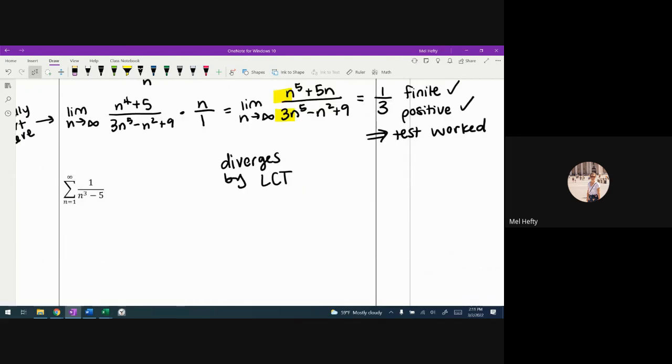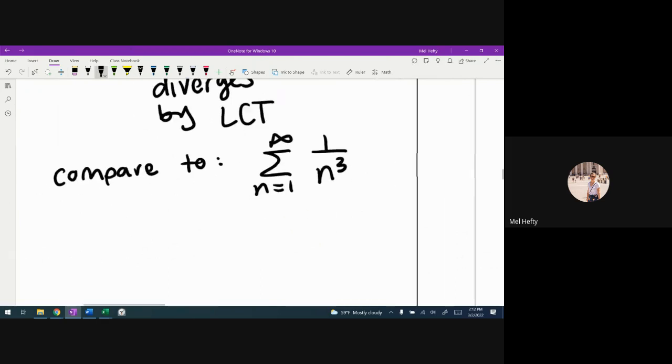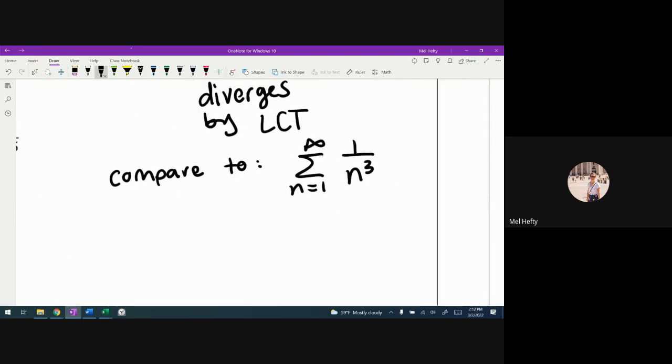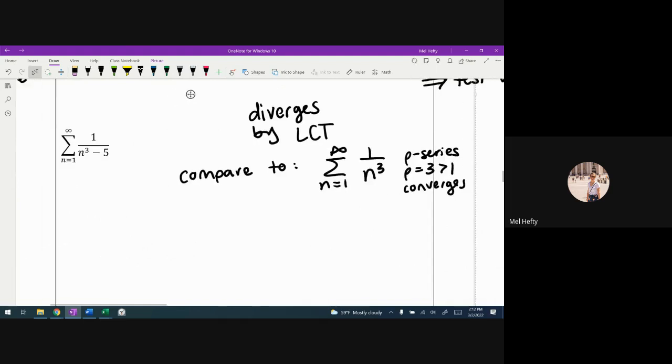This is a good example of one that would not work for direct comparison tests. So let's say, what would we compare this to? 1 over n cubed? That's been our favorite one to compare to all day. P series. P is 3, which is greater than 1. So this does what? Geometric and P series.